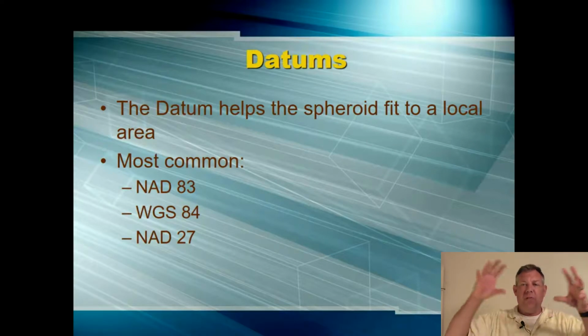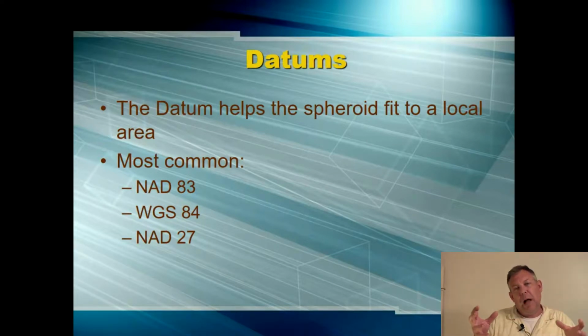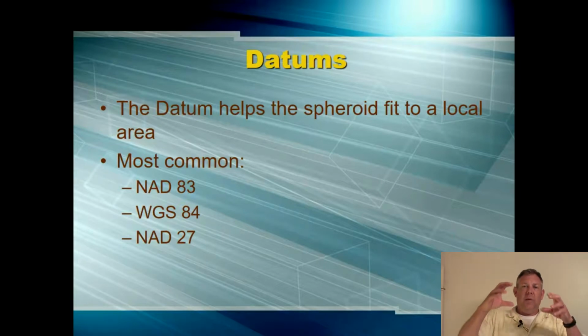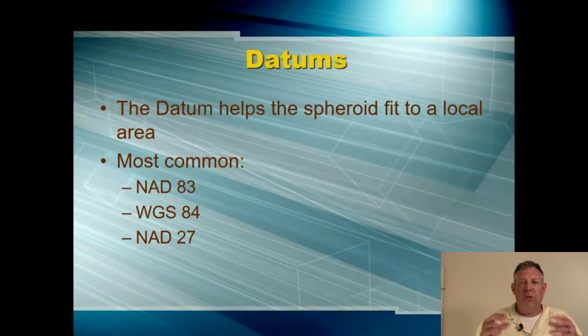So the spheroid is defined by a mathematical model, and then the datum is used to fit a particular spheroid to a particular area because of their different elevations. The two together make your coordinates more accurate in certain areas, but often less accurate in other areas.